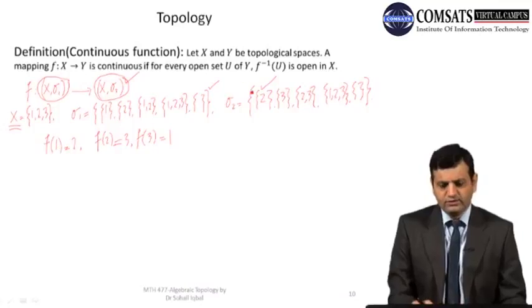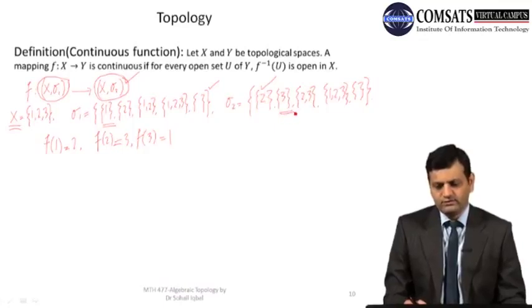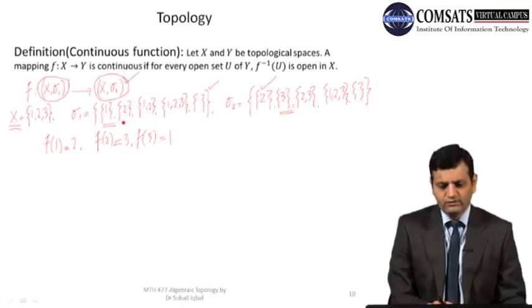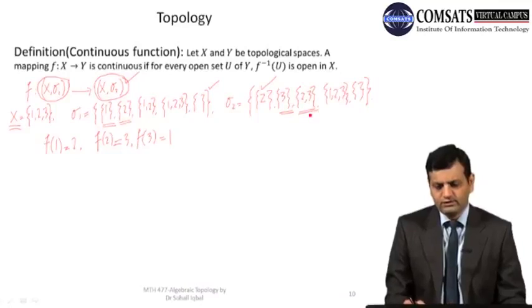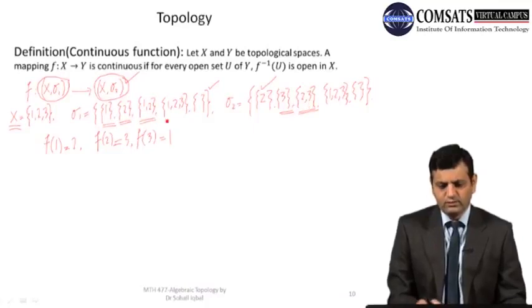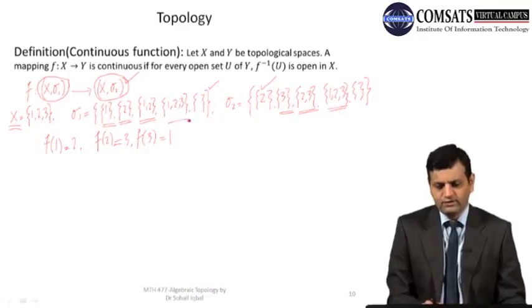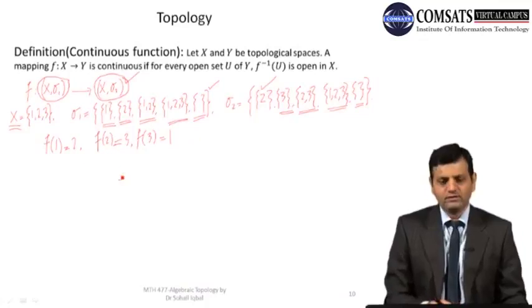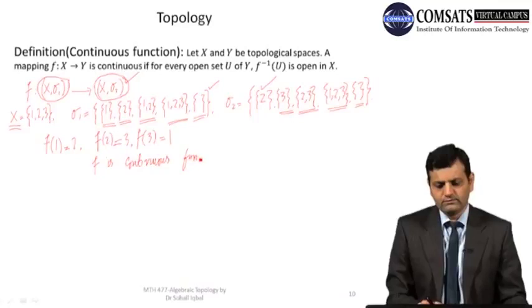{1}. So the inverse image of {2} is {1}, which is again open. Similarly, what is the inverse image of {3}? The inverse image of {3} is {2}, which is again open in our input space. What is the inverse image of {2, 3}? The inverse image of {2, 3} is {1, 2}, which is once again open. The inverse image of {1, 2, 3} is {1, 2, 3}, again open. The inverse image of phi is phi, which is again open. So we can say that F is a continuous function.